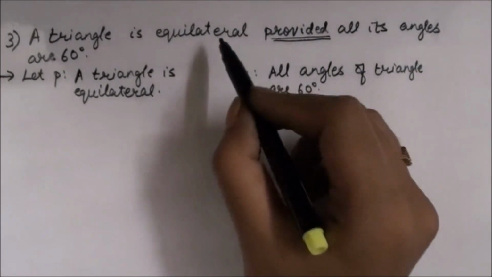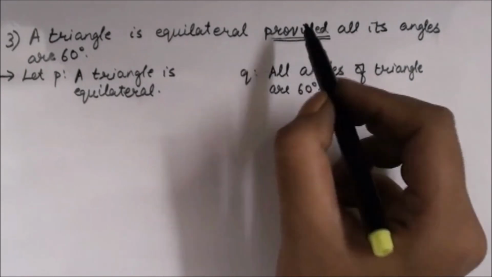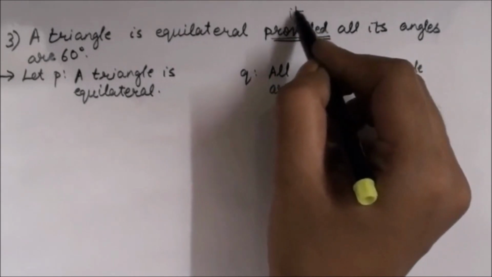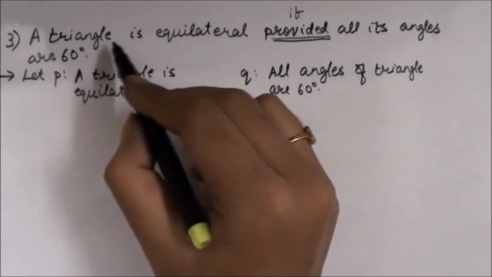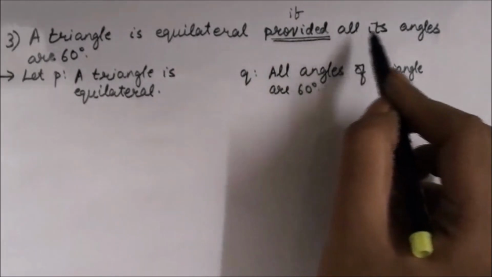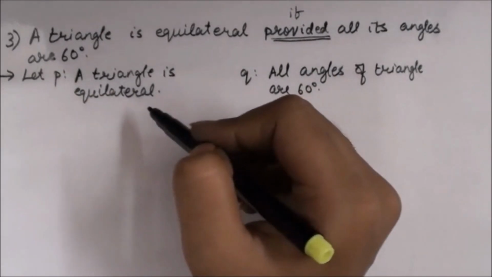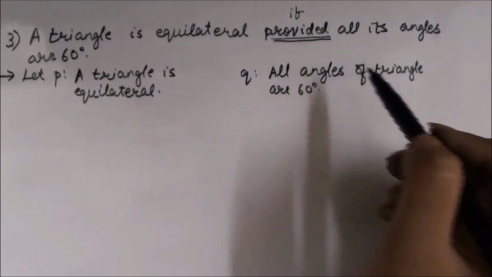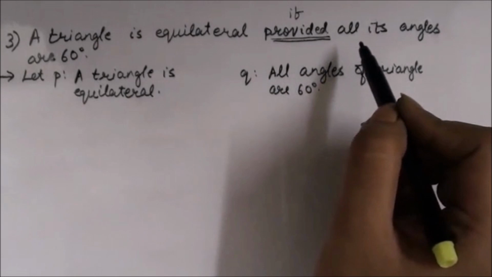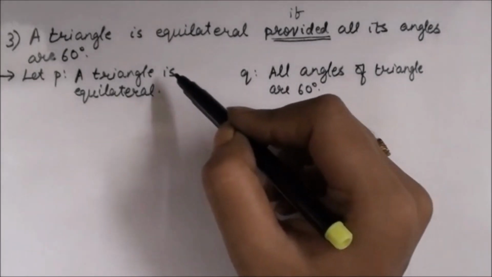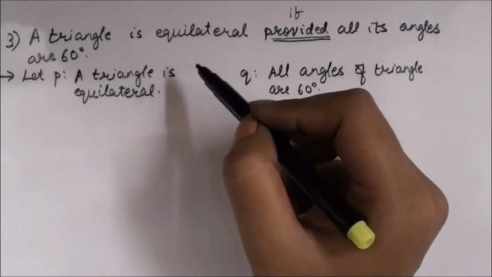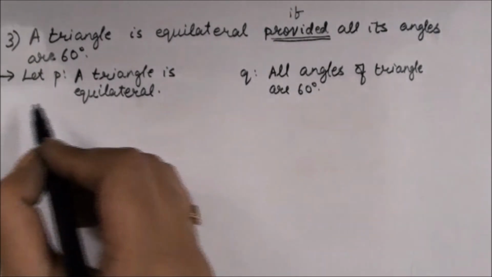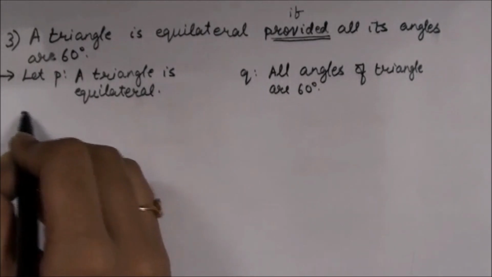Now you can write this statement in another form by replacing the word provided with the word if. The statement will be: a triangle is equilateral if all its angles are 60 degrees. The meaning remains the same. Now you have this word if in between. So now you can again rewrite the statement: if all angles of a triangle are 60 degrees, then it is an equilateral triangle. Then also the meaning remains the same. So now we come to the conclusion that we can write this statement finally in this form.